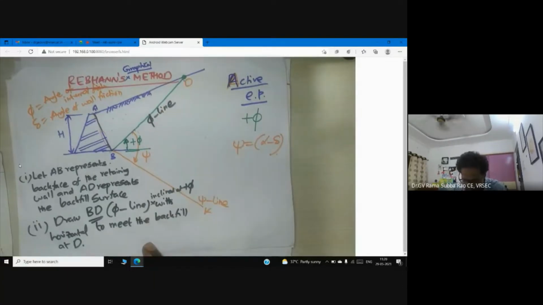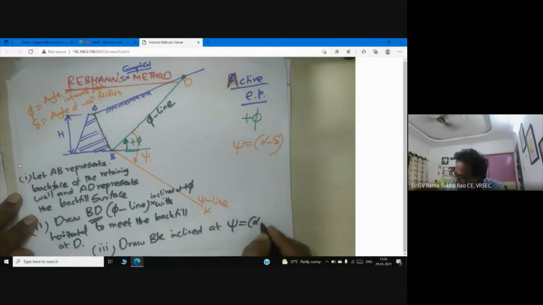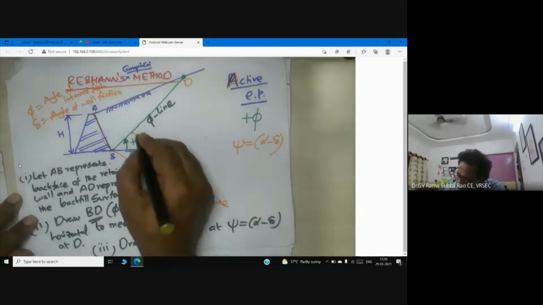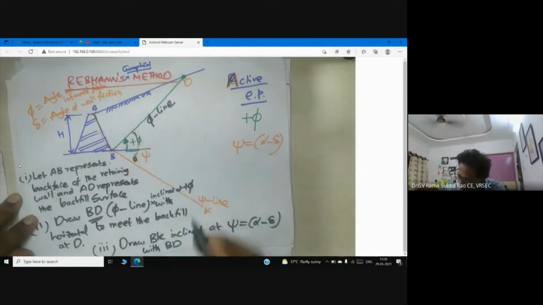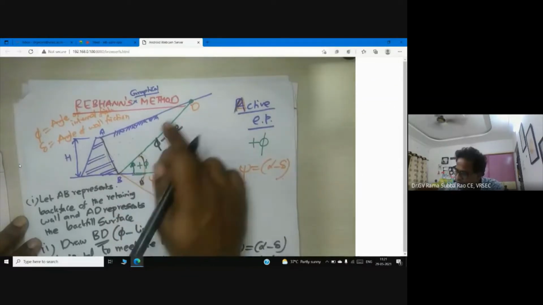Now what is my third point? Can anyone say? Draw BK inclined at psi. What is the angle of psi? Alpha minus delta with BD. I have already drawn that actually, so there is no need to be surprised here. Psi. Now you can see, I would like to call this the psi line. So now you can see I have the phi line and I have the psi line.